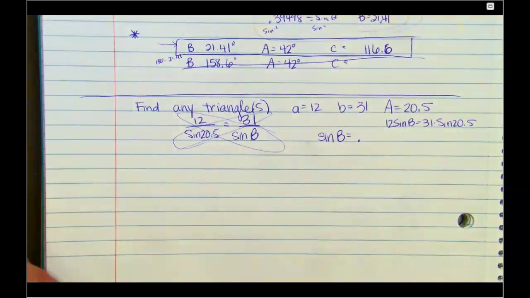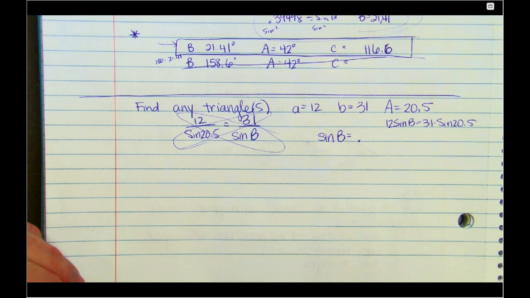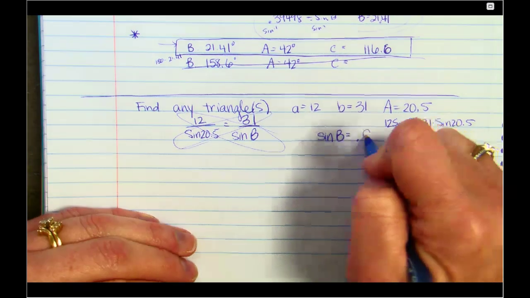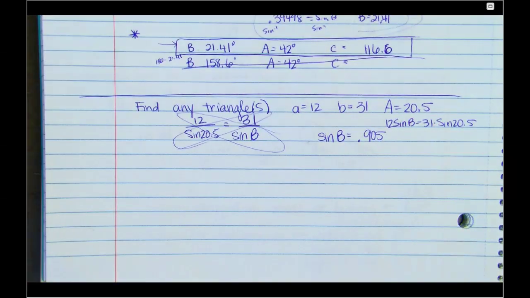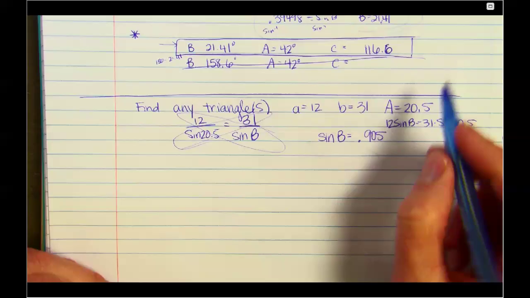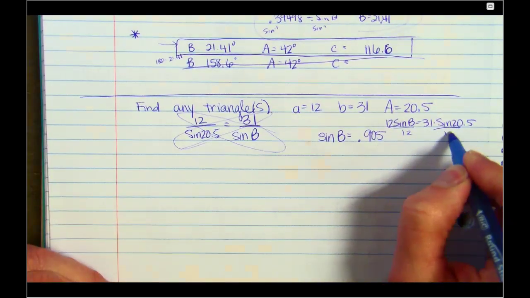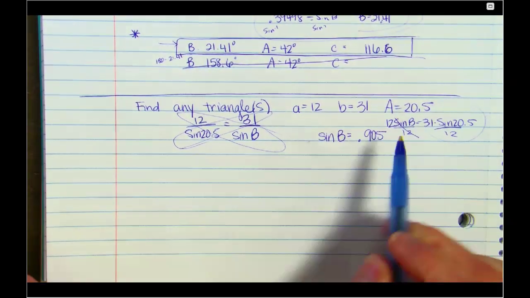So sine B equals what? 0.905. Okay. If you didn't get that, we got a problem. Cross multiply here. You have to divide by 12. So I just didn't write that stuff. So this mess is equal to 0.905.